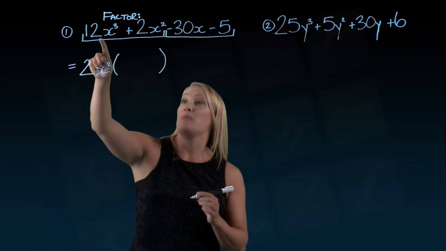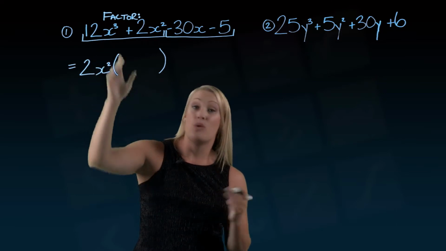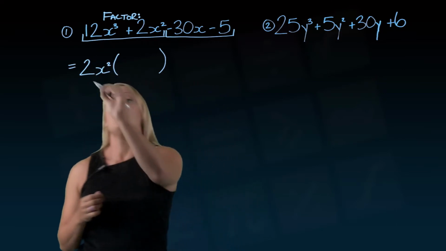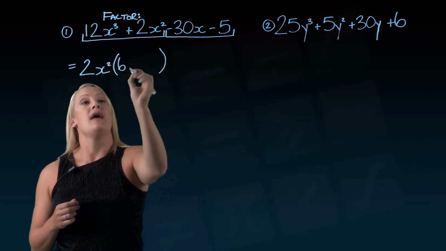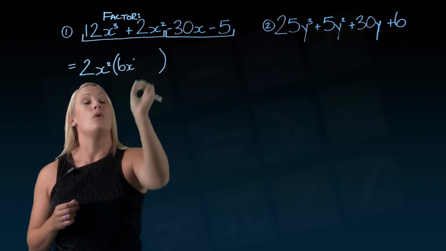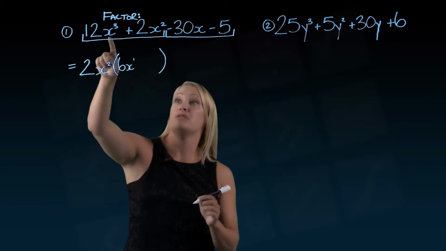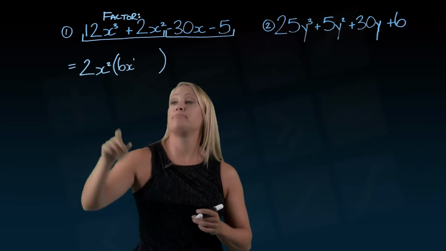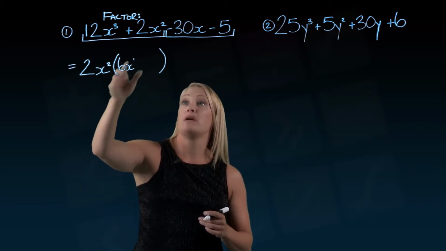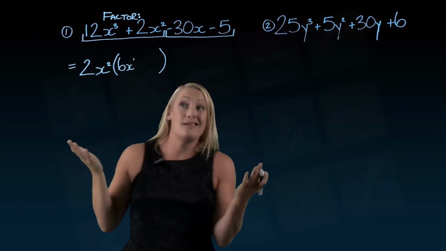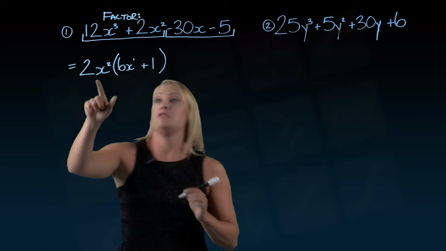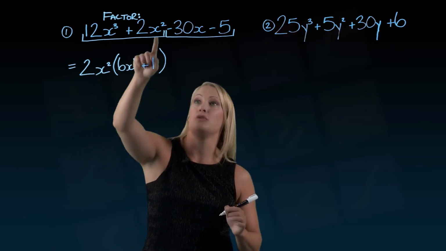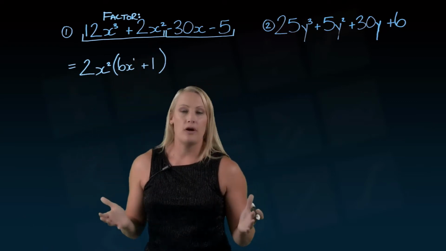2x squared times what would give me 12x cubed? Well, 2 times 6 would give me 12, and x to the power of 1 times x to the power of 2 would give me x to the power of 3. Now 2x squared times what would give me 2x squared? Since those are the same, I'm just going to put a 1 in there. 2x squared times 1 would give me 2x squared. The first part is done.